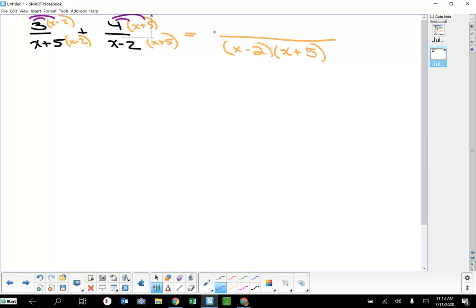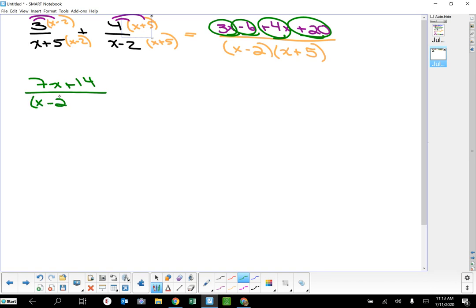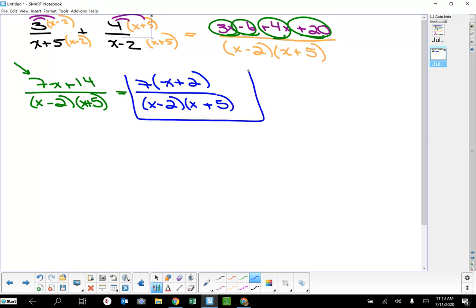So I have 3x minus 6 plus 4x plus 20, and then combine like terms. So 3x and 4x is 7x. Negative 6 plus 20 is plus 14 over x minus 2 times x plus 5. And because this numerator is not actually factored, you can take a 7 out of there, and you have x plus 2 over x minus 2 times x plus 5. Okay, and that would be the lowest form of that. You can't cancel anything out, so you can't do anything beyond that.